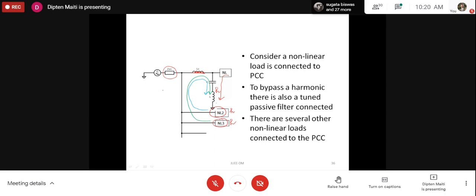For the same henry value, if the current rating increases, the size of the inductor would also increase. Now, frequency remains a factor here. However, because we are discussing the power line, the frequency is usually constant, so that should not be a point here. However, if you consider a power electronic load, the size of the inductor will also be dictated by the frequency, if the frequency is variable.